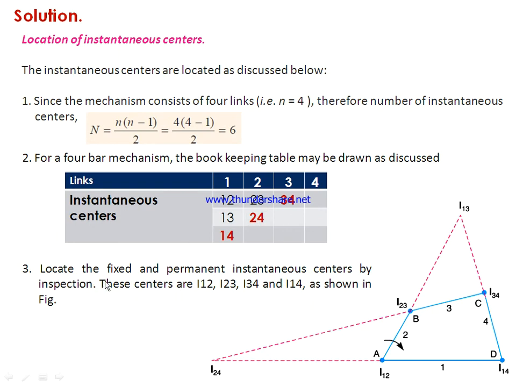Now the next step is to locate the fixed and permanent instantaneous centers by inspection. At the joints A, B, C and D we have the instantaneous centers. For example, between link 1 and link 2 we have I12, and between link 1 and link 4 we have I14. These are fixed instantaneous centers. Similarly between 2 and 3 we have I23, and between 3 and 4 we have I34. These two are the permanent instantaneous centers. Now the job is to locate I13 and I24.